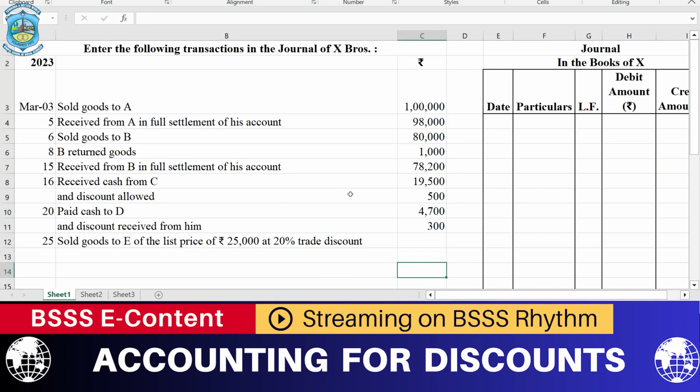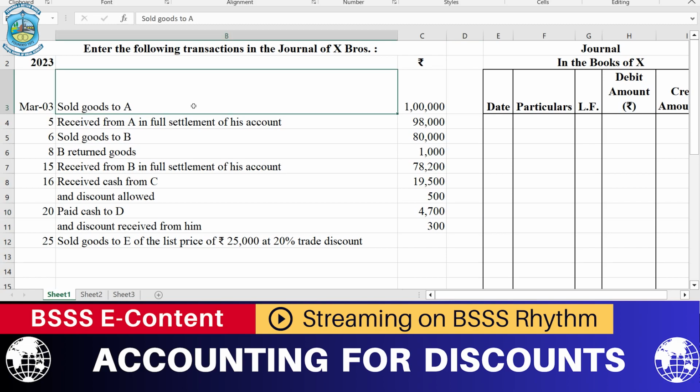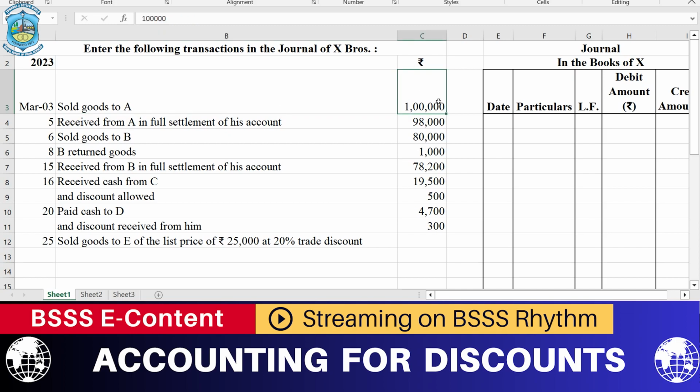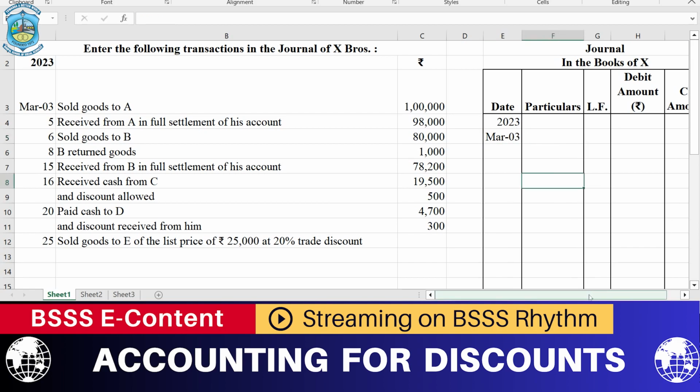So, here is a question where we need to pass certain journal entries of sale and purchase in the books of X brothers. The very first one being goods sold to Mr. A of rupees 1 lakh. Now, look at this. The very first thing that we need to write is the year, that is 2023, the month, March 3rd, and then we would write the journal entry.